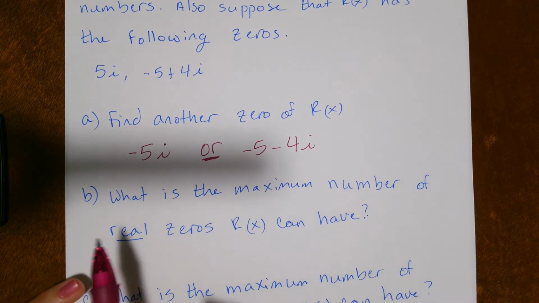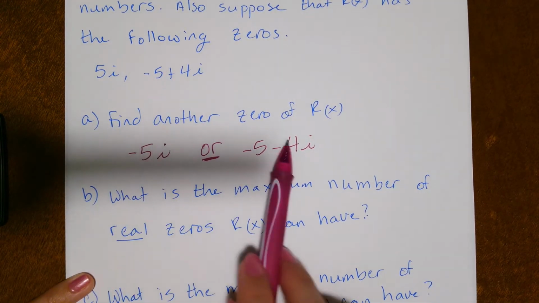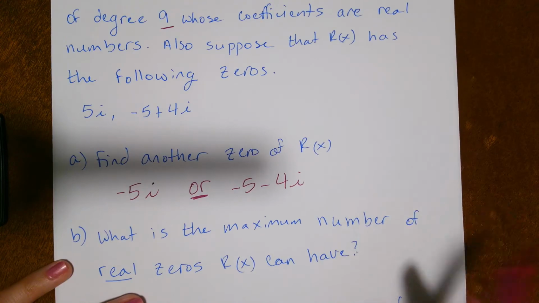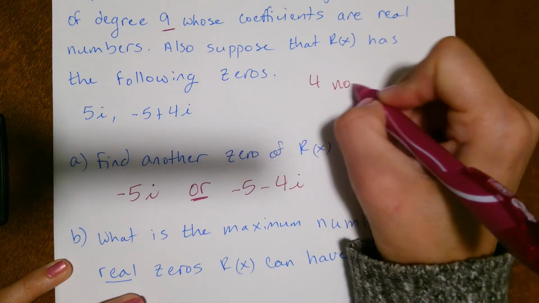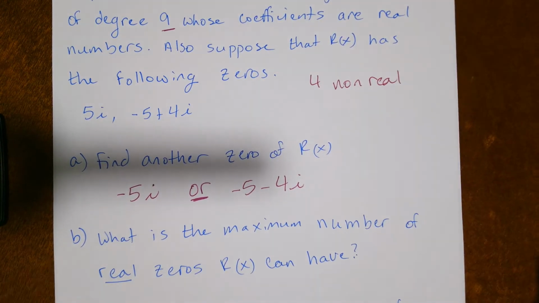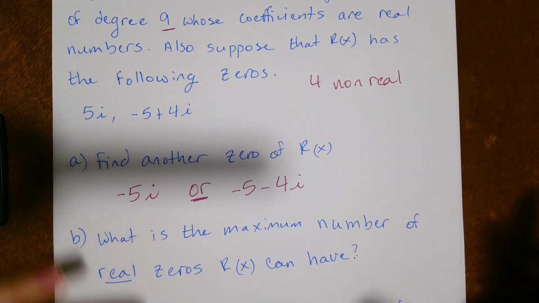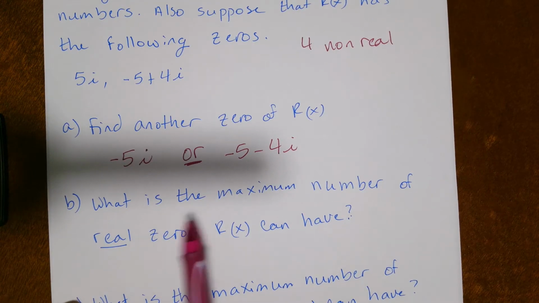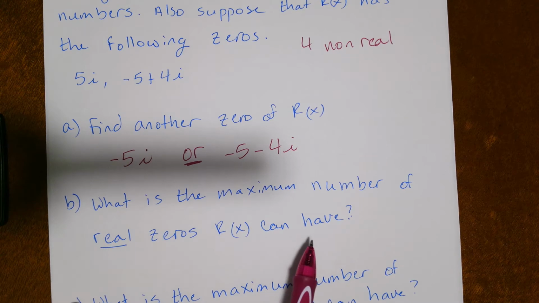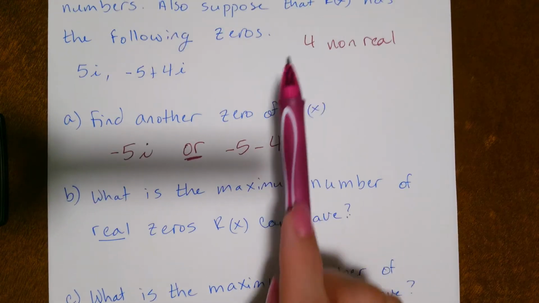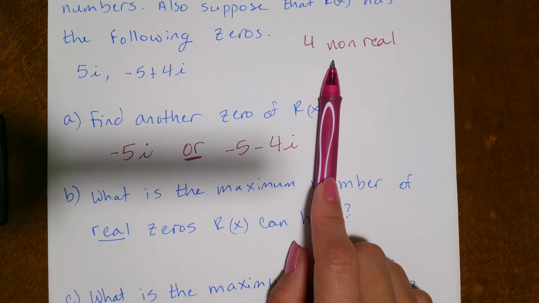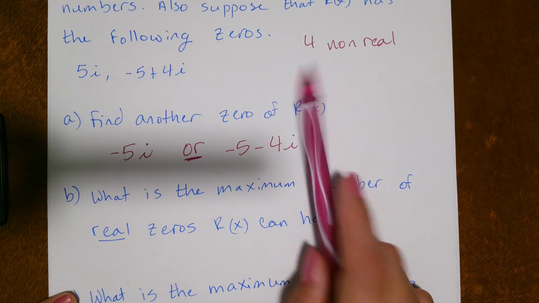So pause real quick. We know 1, 2, 3, 4. 4 of them are non-real. So that leaves 5 that we don't know anything about. So part B says, what is the maximum number of real zeros r of x can have? Well, I know 4 of them are non-real, and the rest could possibly be real.